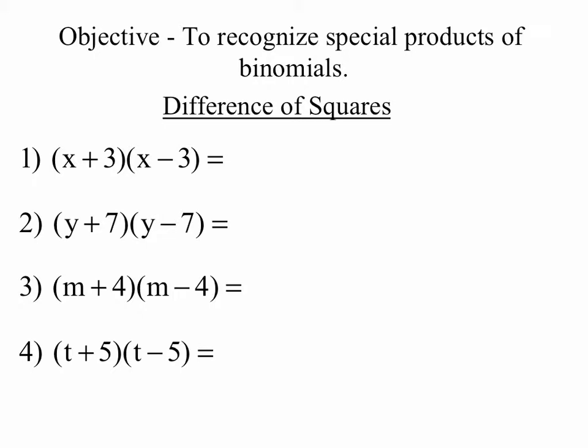Today we're looking at sections 5.10 and 5.11. 5.10 is on special products of binomials. The first special product we're going to look at is called difference of squares.